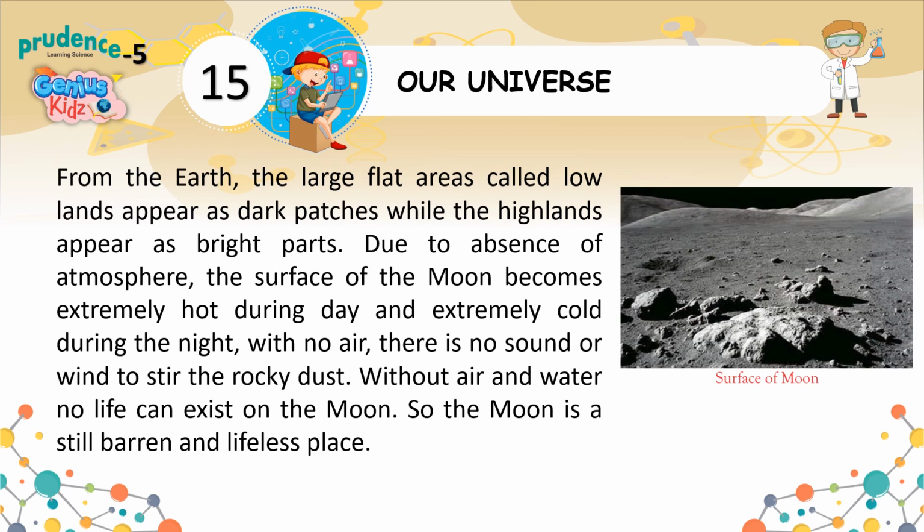From the Earth, the large flat areas called lowlands appear as dark patches, while the highlands appear as bright parts. Due to the absence of atmosphere, the surface of the Moon becomes extremely hot during the day and extremely cold during the night. With no air, there is no sound or wind to stir the rocky dust. Without air and water, no life can exist on the Moon. So the Moon is a still, barren and lifeless place.